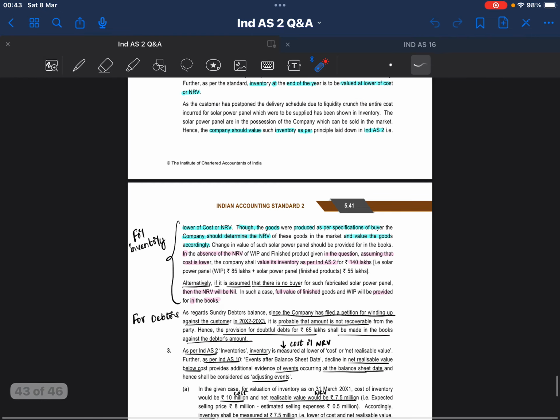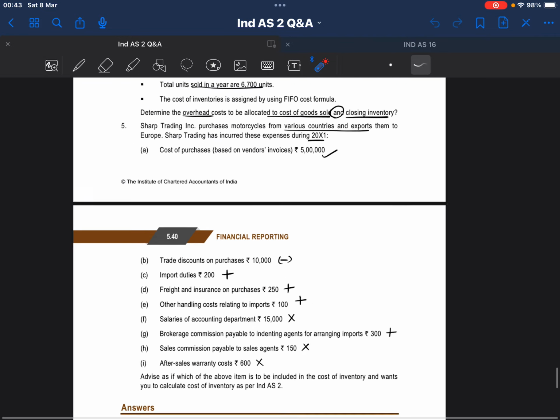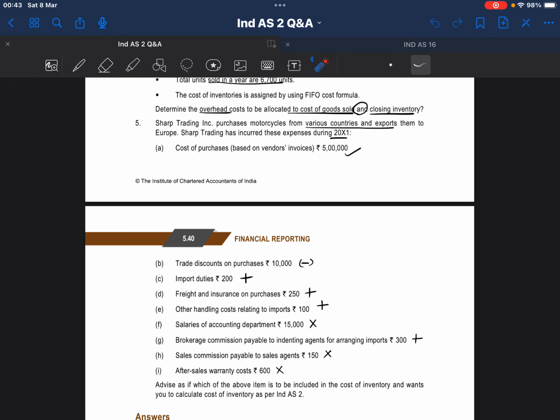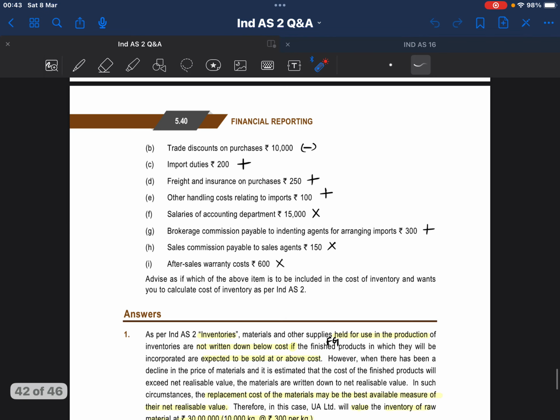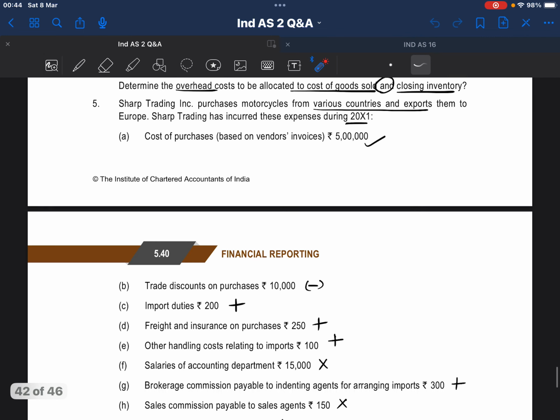The last question, number 5. Sharp Trading purchases from various countries and exports. The question is to advise which of the following items are to be included in the cost of inventory, as the company wants to calculate the cost of inventory as per Ind AS 2.